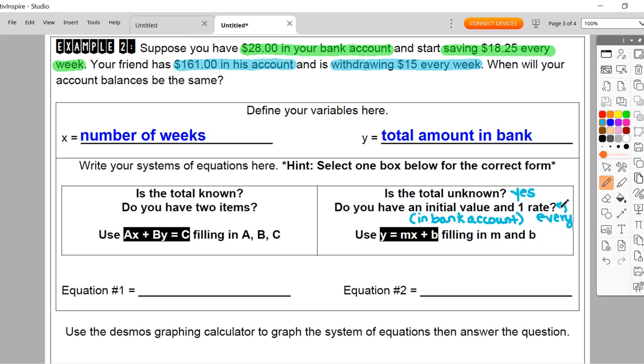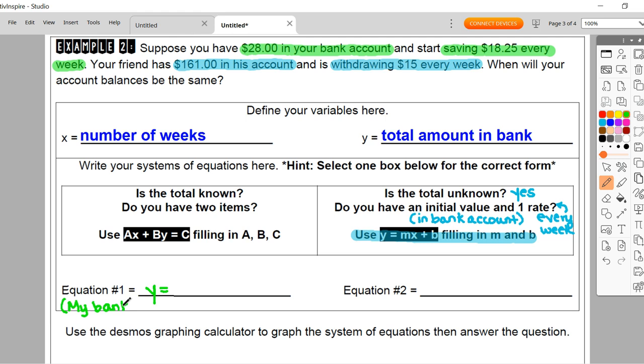So that all leads me towards using my slope-intercept form of y equals mx plus b, filling in the slope and the y-intercept of b. So my first equation, like I said, I don't know the total amount of my count, so I'm going to start with y equals. And how I'm going to start this first equation is talking about everything about my bank account.